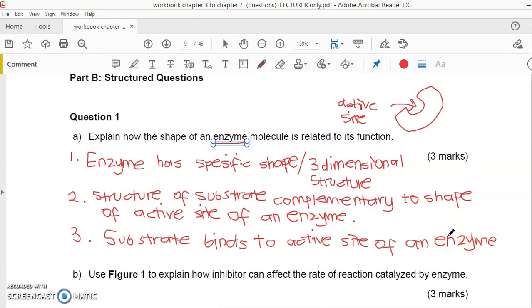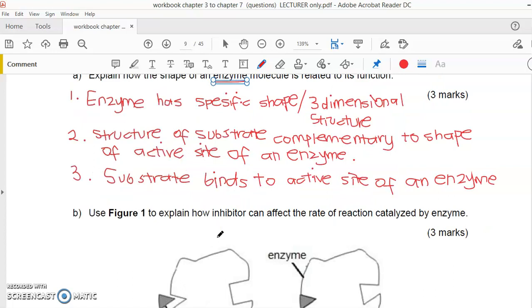Alright, so enzyme has a 3D shape, it has a specific shape, whereby its specific shape can fit a specific substrate. With regards to that substrate, its structure must be complementary to the shape of the active site to allow the substrate to bind to the active site of an enzyme. Okay, we move on to the next question.